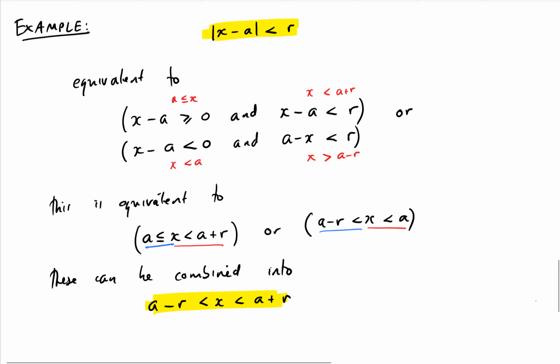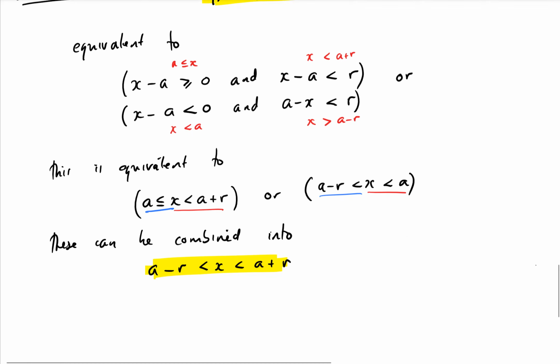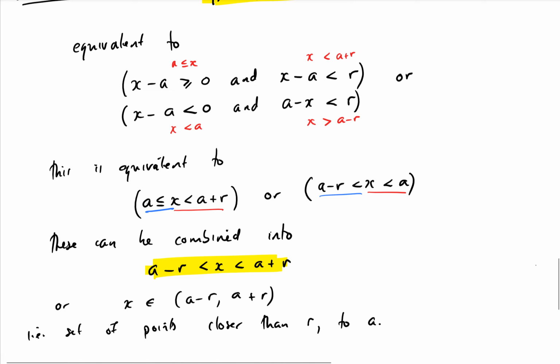Okay, now we could also write this as an interval: x is an element of the open interval a minus r up to a plus r, i.e. the set of points closer than r to a is what our inequality expresses.